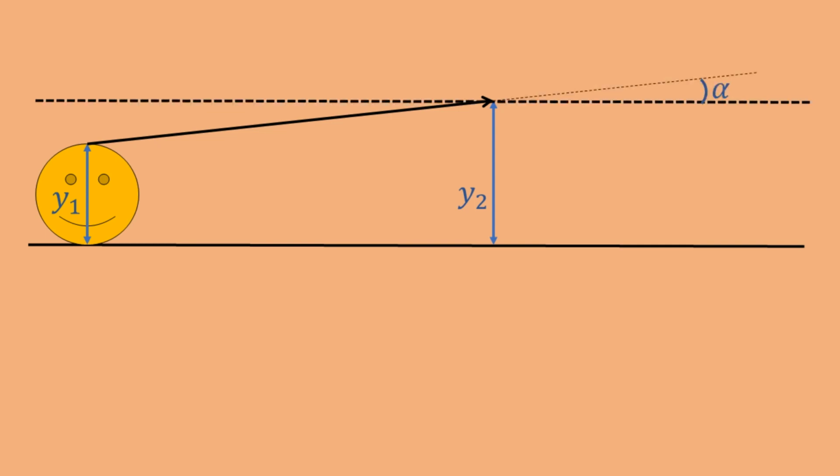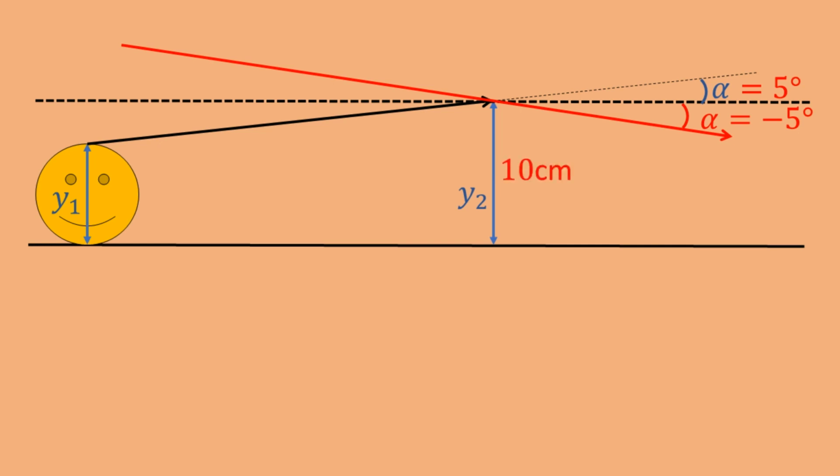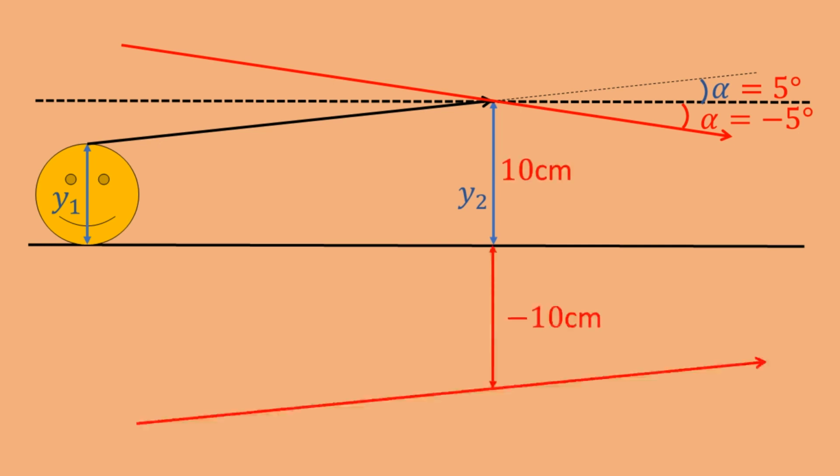At this point it is important to be clear about the convention that we use here. If the ray travels upwards, the angle alpha will have a positive sign, and if it travels downwards, it will have a negative sign. If the ray is above the optical axis, y will have a positive sign, and if the ray is below the optical axis, y will have a negative sign.